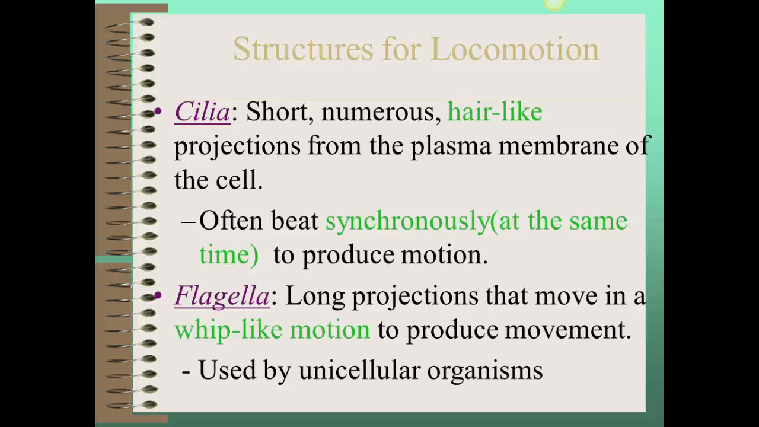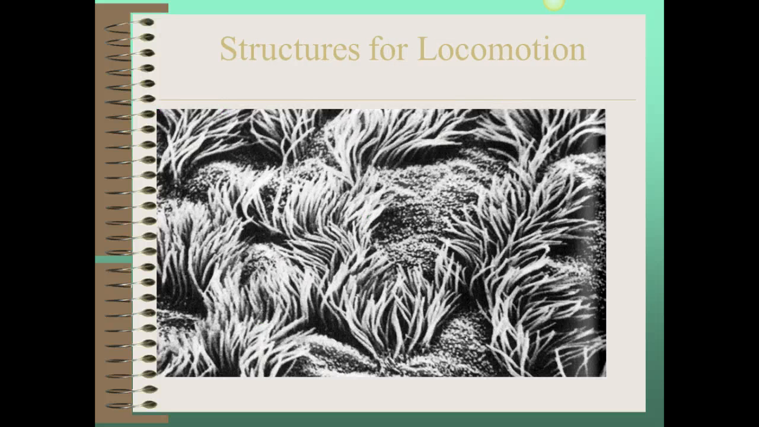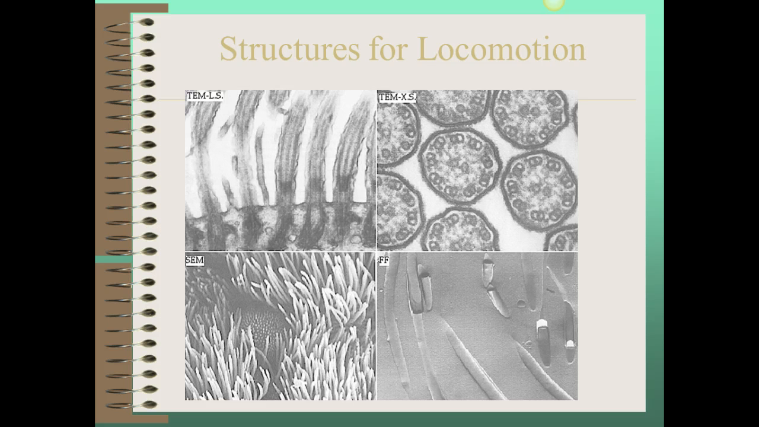Flagellum you'll find in animal cells and prokaryotic cells. The flagellum in the animal cells is usually referred to as your sperm, and the sperm has a whip-like tail that helps it use for motion. This is a picture of the cilia. You can see that they're very long and hairy looking, and these are taken from an electron microscope, so you get a very sharp image.